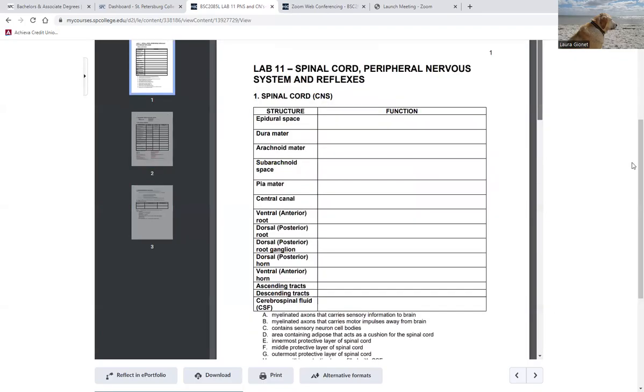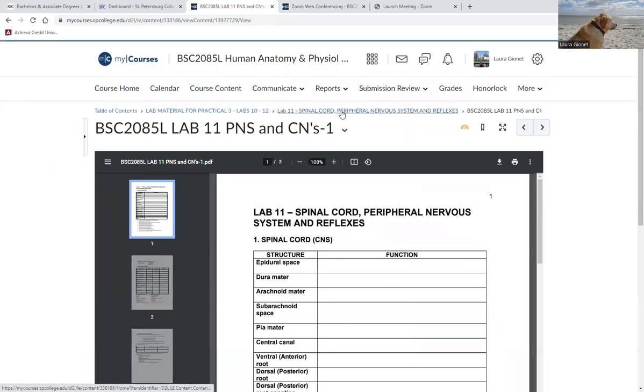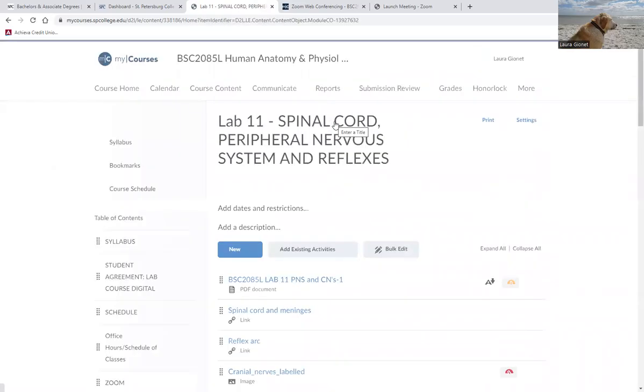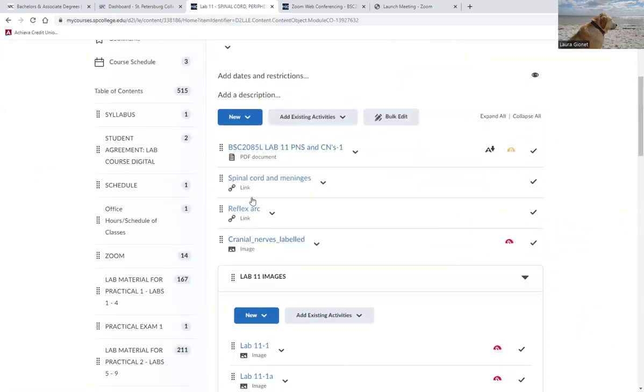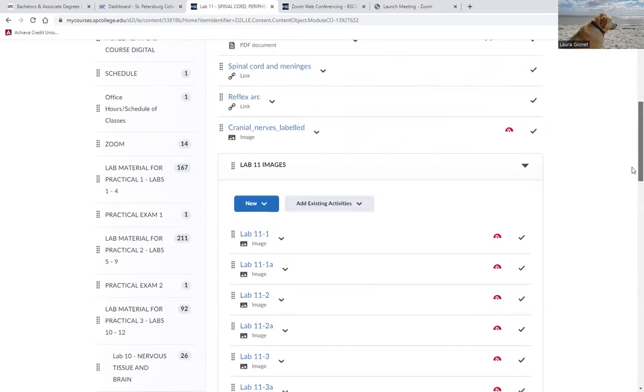Okay, so now I'm going to go back to the top and let's look at some of the images. Again, these are video links that I have up there that I took, a video with my phone, identifying the different structures in the spinal cord models, in the reflex arcs, looking at the cranial nerves. And I think those are pretty helpful.